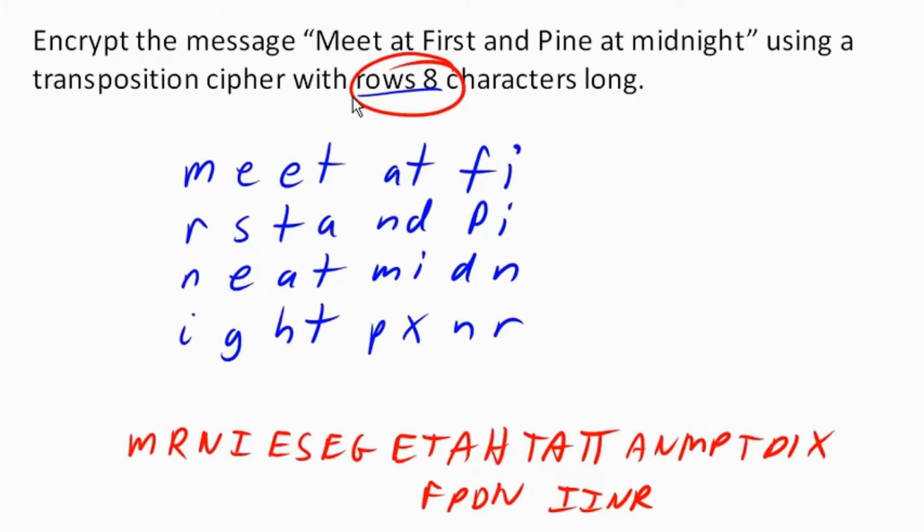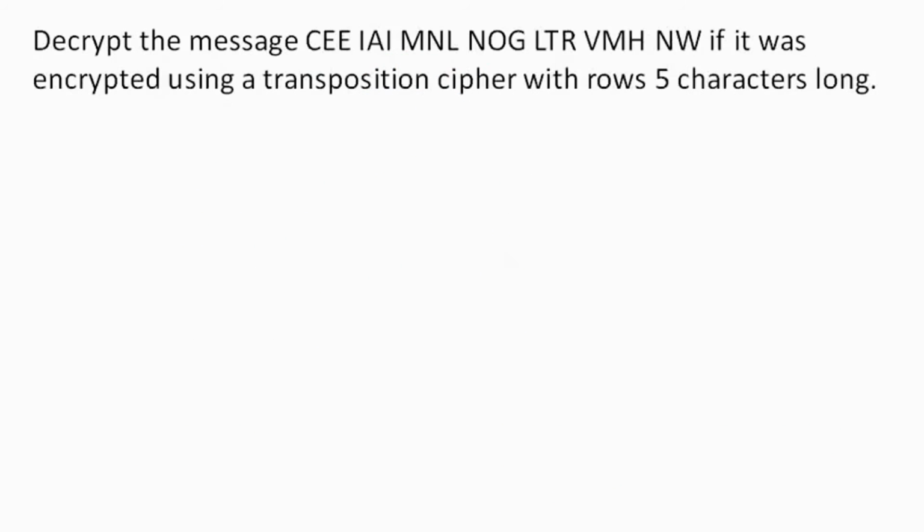But there are other versions of this encryption where instead of reading down the columns, we could read up the columns, or we could read diagonally along the columns, or we could read in a little spiral pattern. So there are other versions of this type of encryption that we could do. Okay, so now let's see if we can decrypt a message the same way. So in this case, because we know that this was created using a transposition cipher with 20 characters long, the first thing we need, row is 5 characters long.